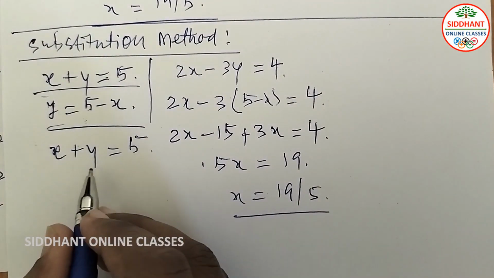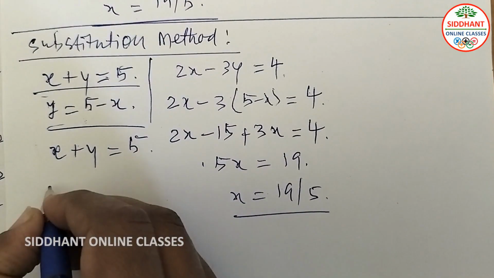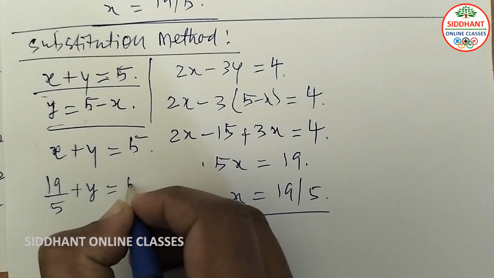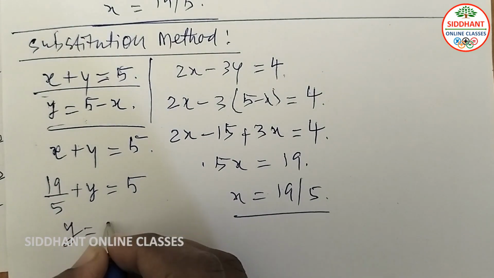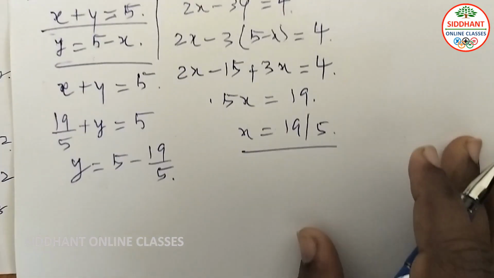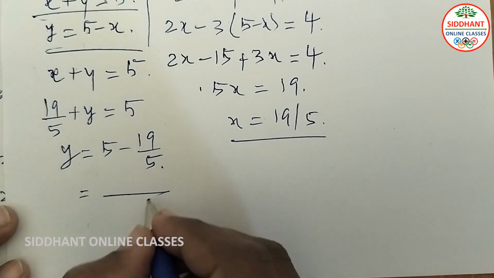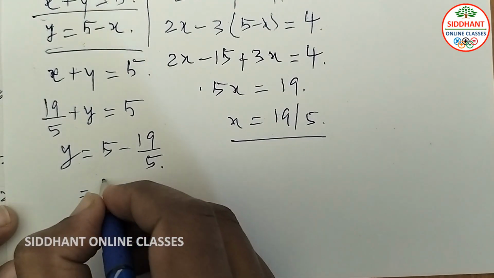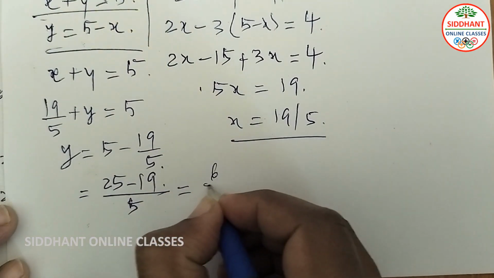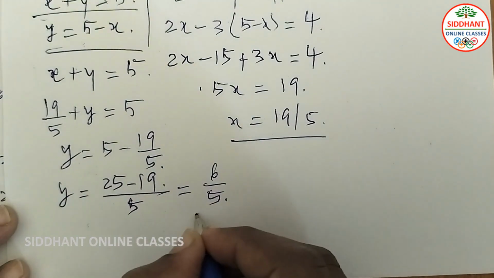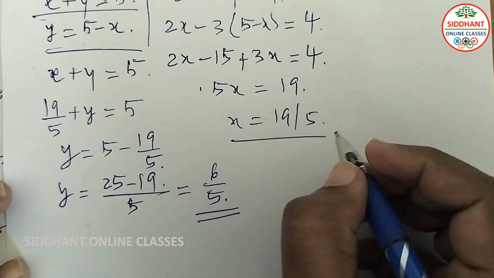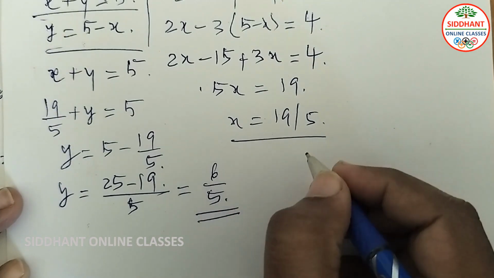x plus y equal to 5. So when we input the x value, which is 19 by 5, plus y equal to 5, then y equal to 5 minus 19 by 5. So that equals 25 minus 19 over 5, which is equal to 6 by 5. So y value is 6 by 5. So in the substitution and elimination methods we get the same answers.